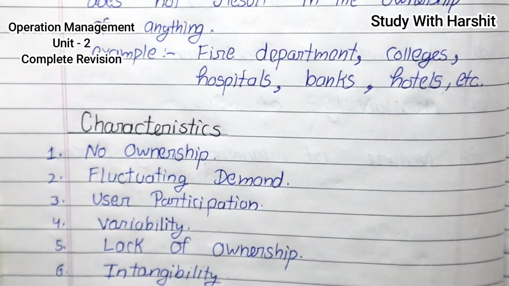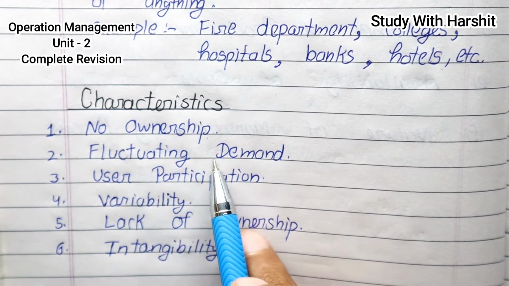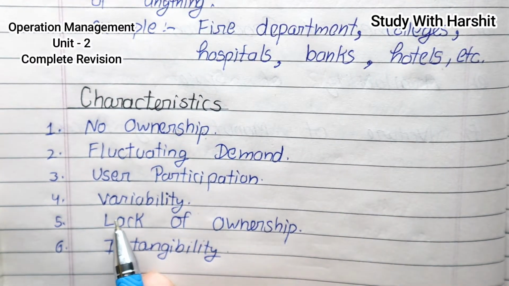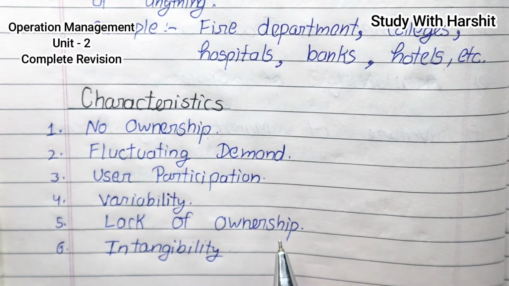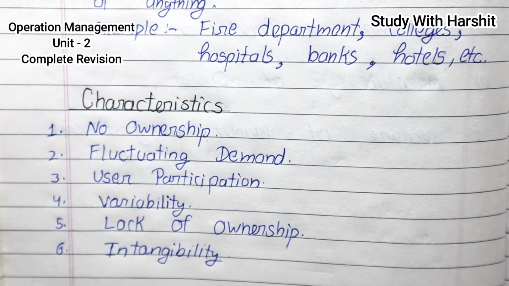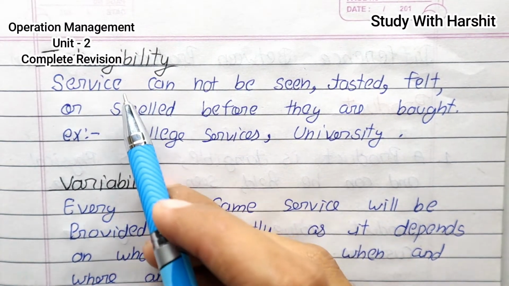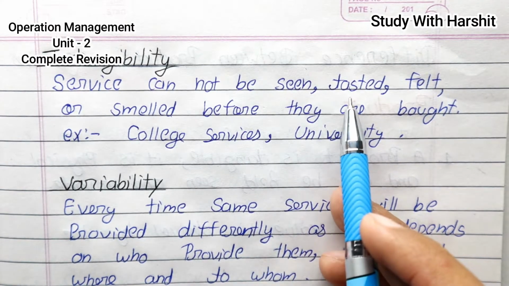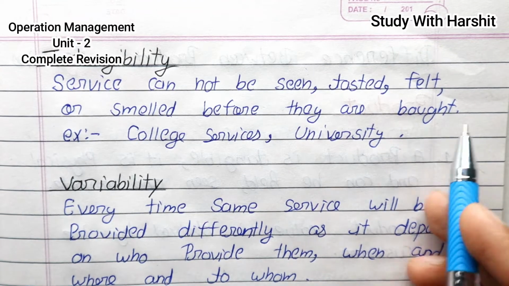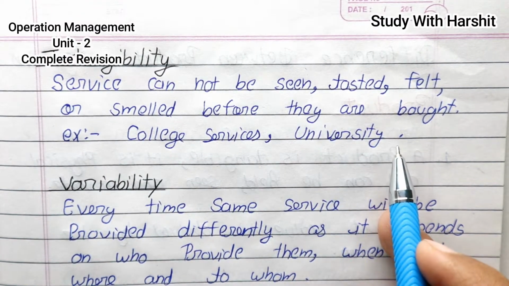Characteristics: no ownership, fluctuating demand, user participation, variability, lack of ownership, intangibility. Now discuss in detail. First, intangibility. Services cannot be seen, tasted, felt, or smelled before they are bought. Example, college services, university services, etc.